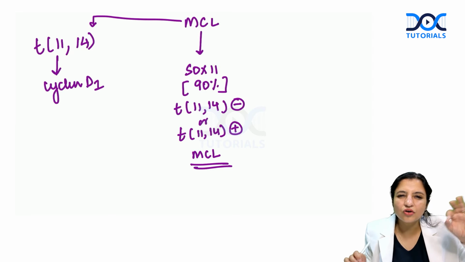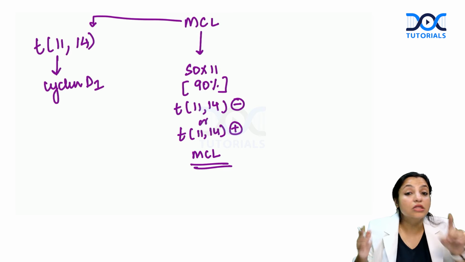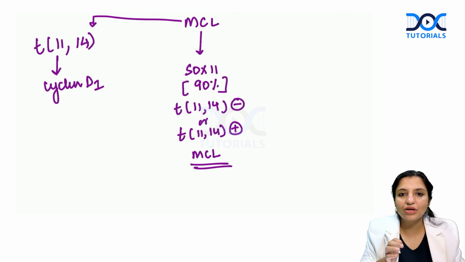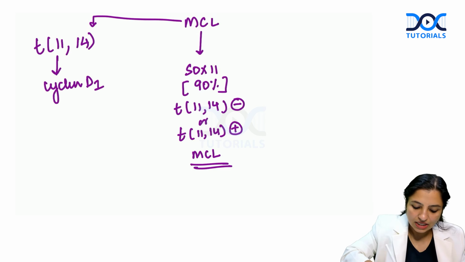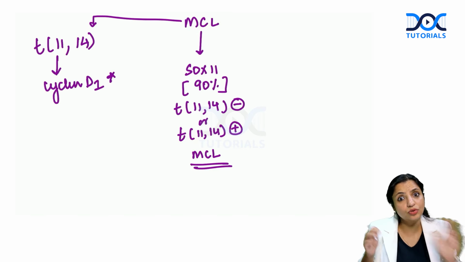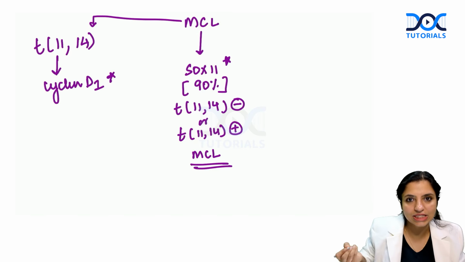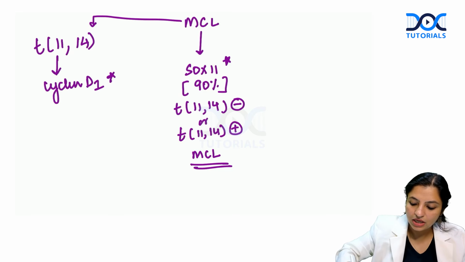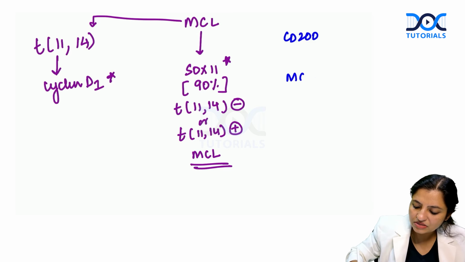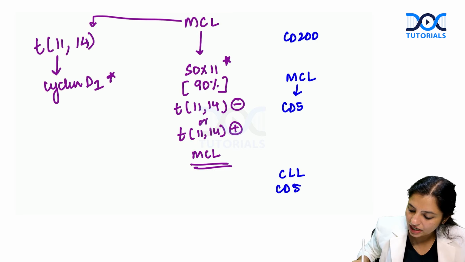There is a subset of mantle cell lymphoma which can be 1114 negative. They can also be identified by SOX11. That's a key point you have to be very, very clear about. Translocation 1114 causes overexpression of which gene? It is cyclin D1. If it is translocation 1114 negative, then which marker can be expressed? Your answer will be SOX11. CD200 is a very useful marker to differentiate CLL and mantle cell lymphoma. Why? Because mantle cell lymphomas are typically positive for CD5, whereas CLLs are typically positive for CD5 and CD23. So that is one thing we have to know.